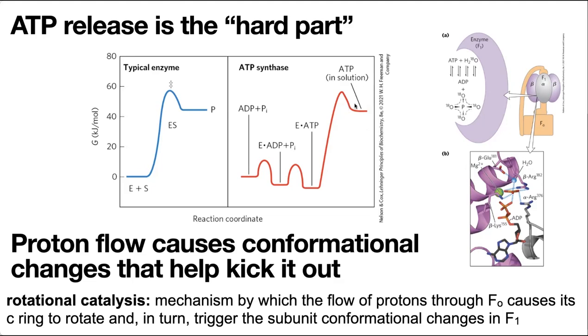How can you let it go? Well, you can let it go by changing the shape of that active site so that it doesn't have as high of an affinity. This change is coordinated by the movement of FO, the movement of the C ring caused by the movement of protons, which causes the movement of the central stalk, which then gives a kick to the active sites that are holding onto the ATP.